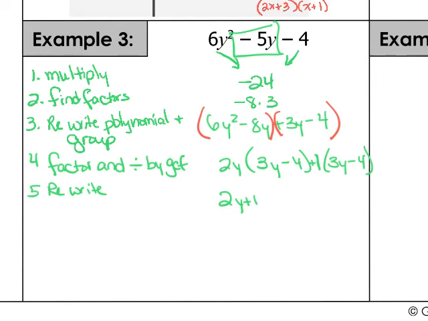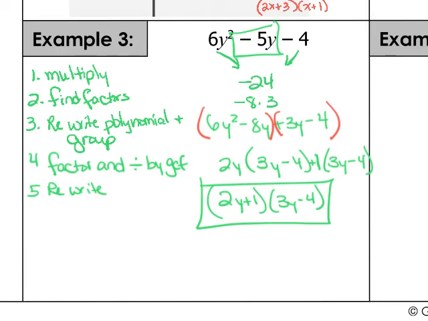So now, rewrite in terms of two binomials. 2y plus 1, 3y minus 4. That's it. That's all there is to it. If you remultiply that, you'll see you'll get the first trinomial at the top. All right. Now I really do want you all to pause it. Try example 4 on your own. Then unpause it and work it with me.